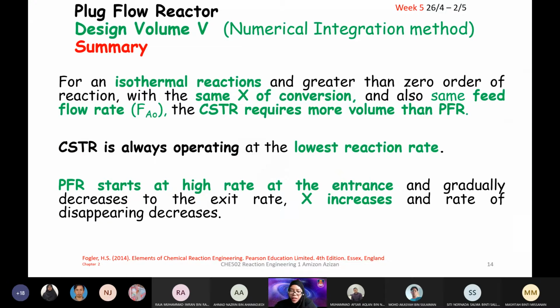Now, very good. So this is the summary for the plug flow reactor. Even though some of the summaries we haven't proved, we're going to see it once we do it ourselves with the examples. It is proven that with the condition of CSTR and PFR for an isothermal reaction, with the same X and also the same FA0, the volume for the CSTR is greater than the volume for the PFR. So we'll have a look at that.